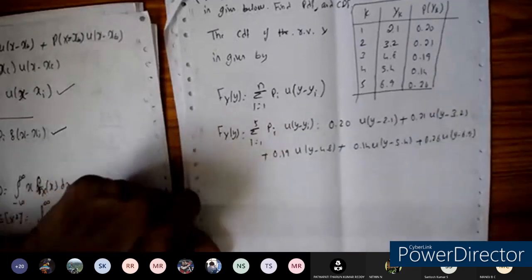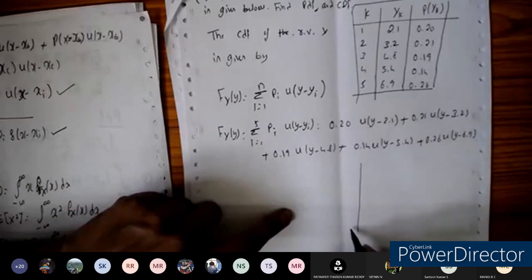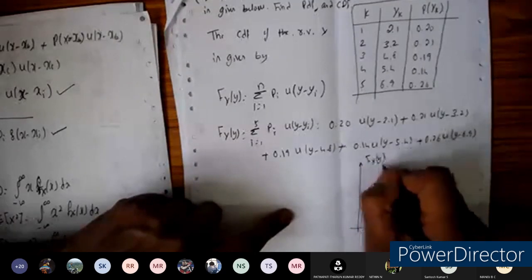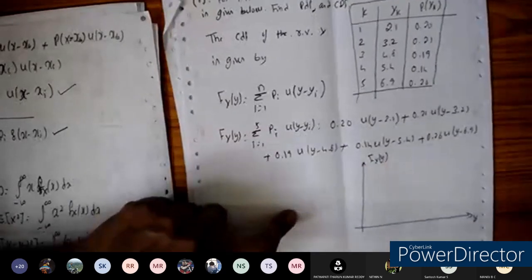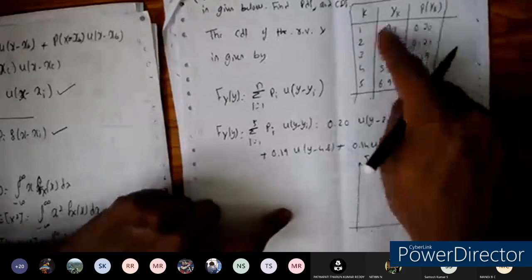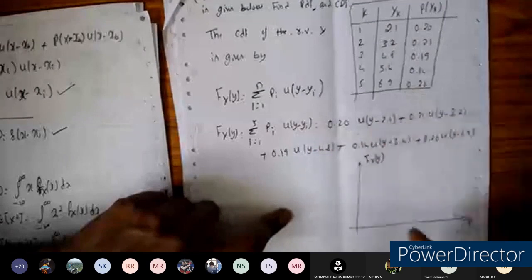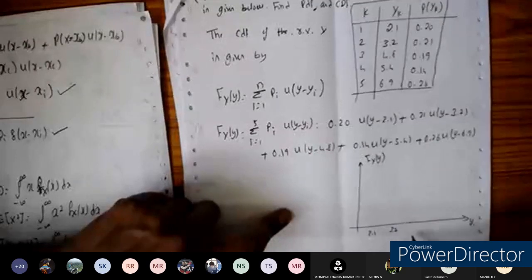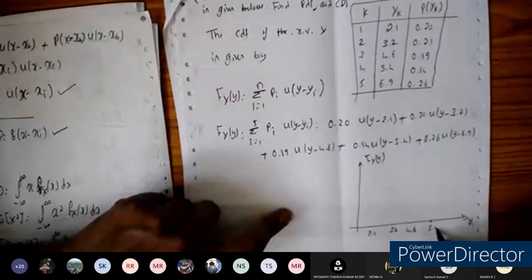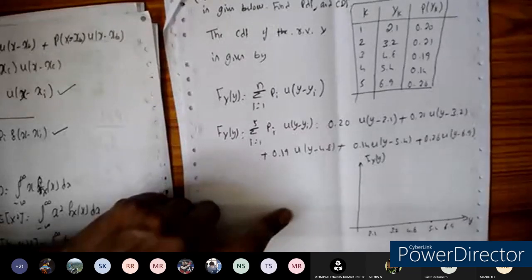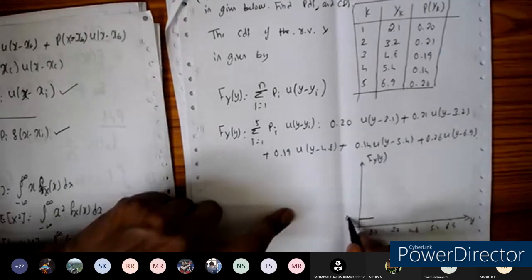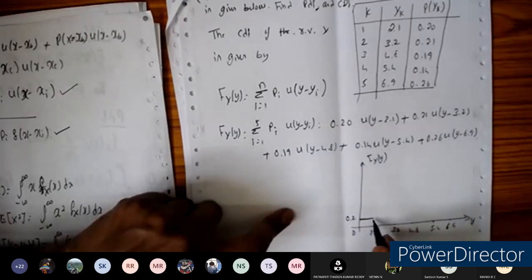Now let us plot the CDF curve for this, F_Y(y), with respect to the random variable Y. On the axis we mark 2.1, 3.2, 4.8, 5.4, and 6.9. From 0 up to 2.1, the value is 0.20, so the curve is at 0.20 up to this point.